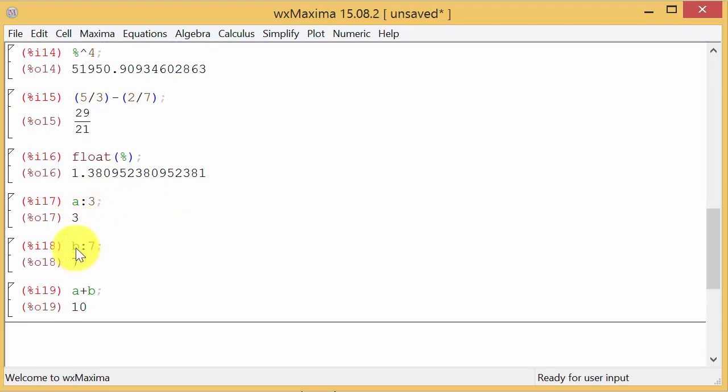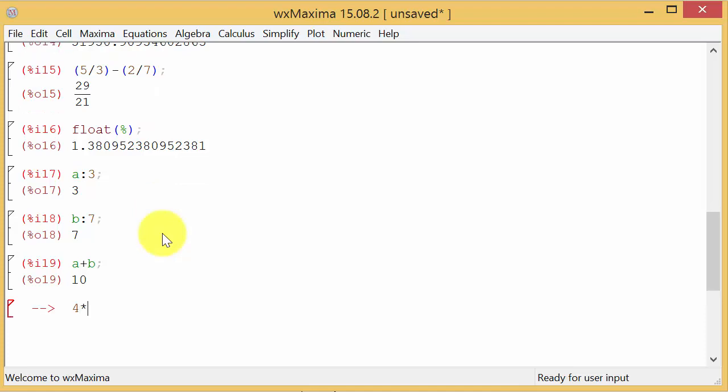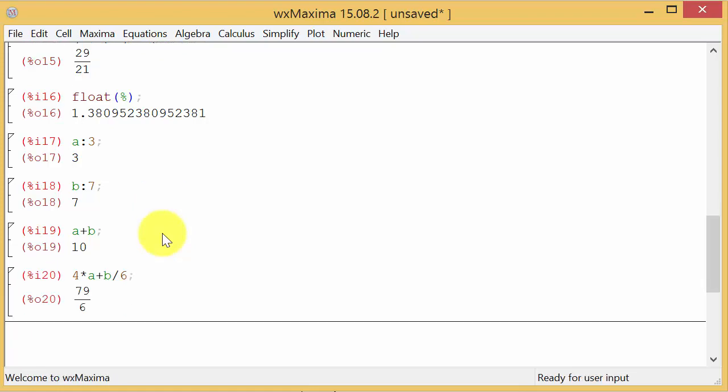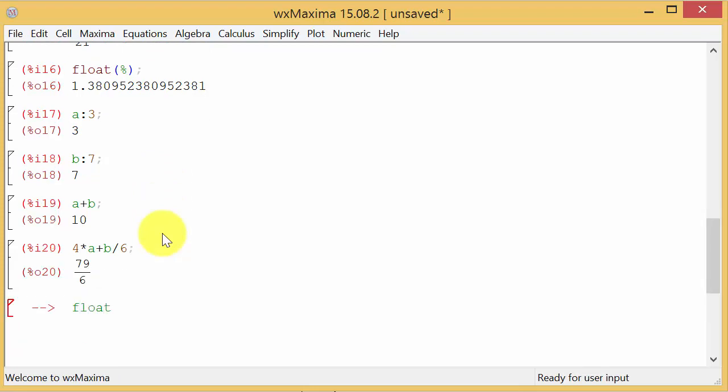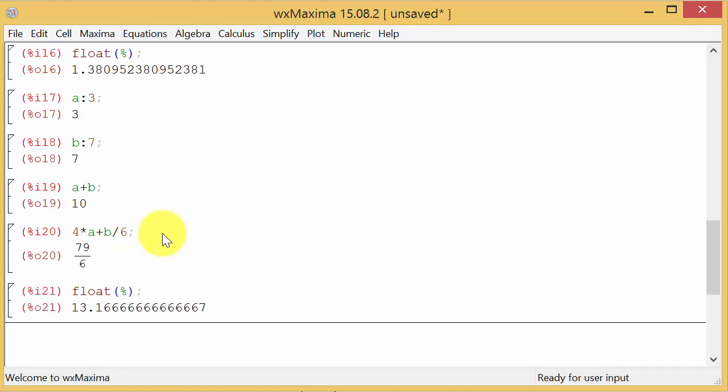You can assign letters to numbers. So further down, if I wanted to do maybe 4 times A plus B divided by 6, I hit enter, and there it gives you your answer. Then, of course, we can convert that to decimal. We can float, recall the previous answer, and hit enter. And there's your answer.